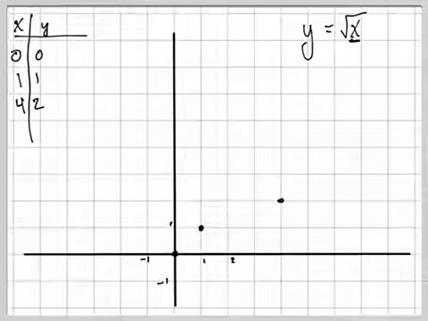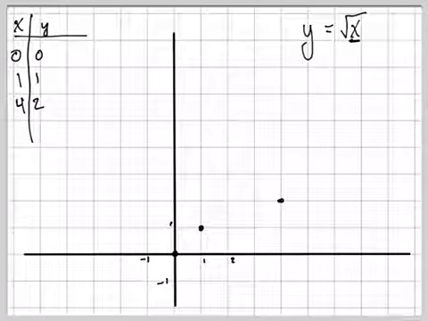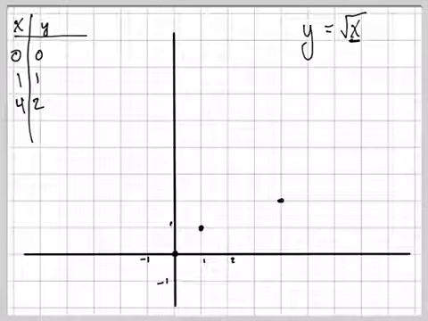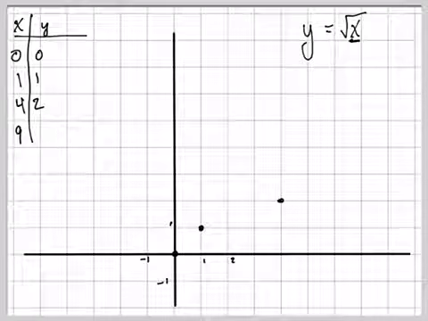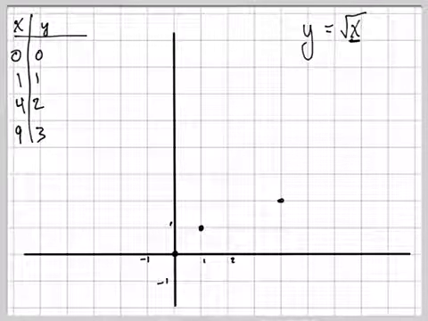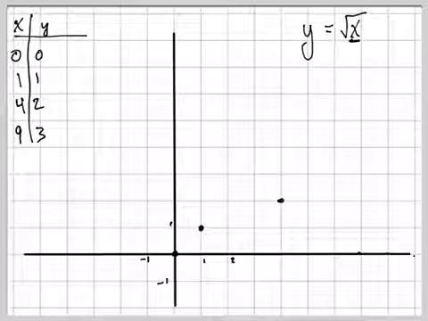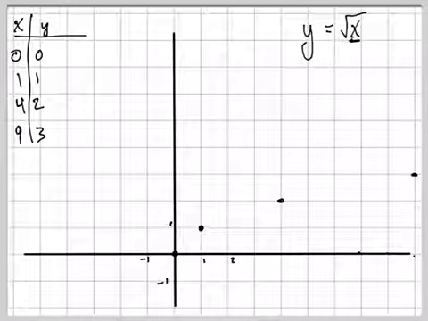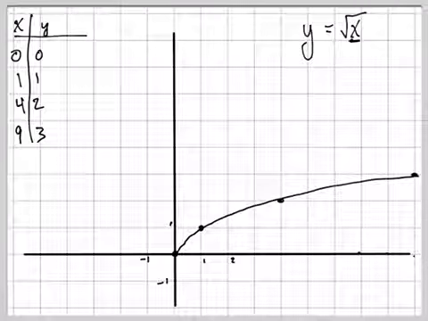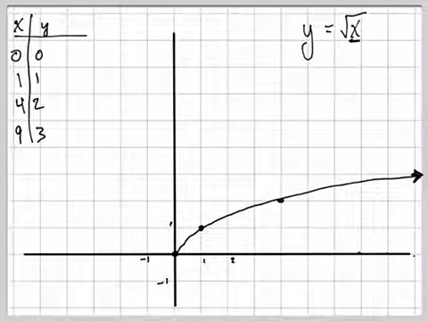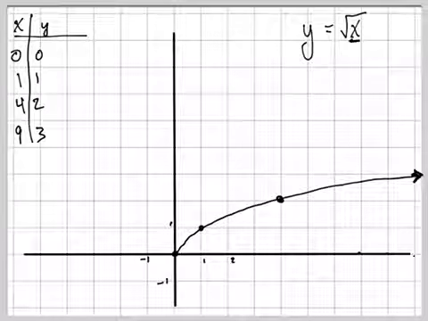What's the next nice number? 9 is actually there, because the square root of 9 is? 3. So if I go to 9, 5, 6, 7, 8, 9, it's way over here, it's going to be 3. So what's this graph look like? It looks like this. That's what the graph of y equals the square root of x is.